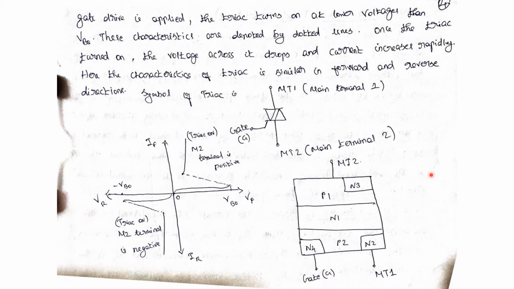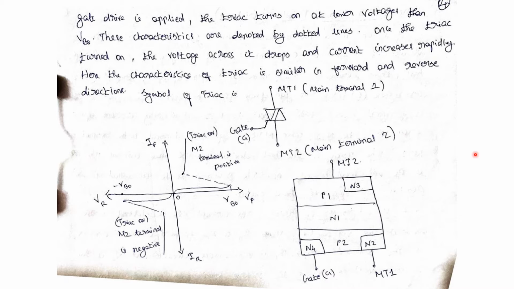Here, what will happen? The Triac is triggered in every half cycle, because the power is to be controlled in positive as well as negative half cycles. The Triac turns off when the current falls to zero in every half cycle.